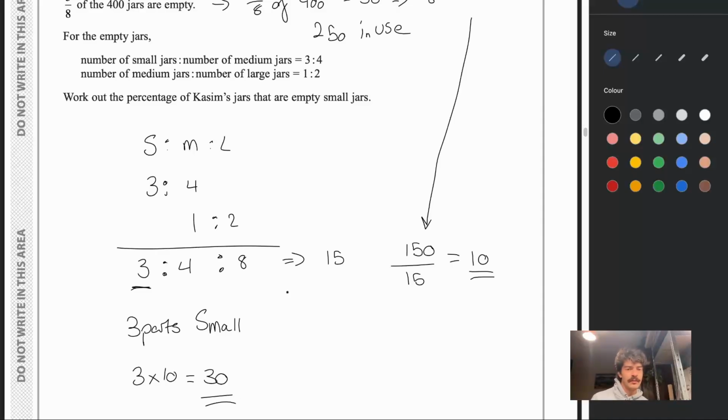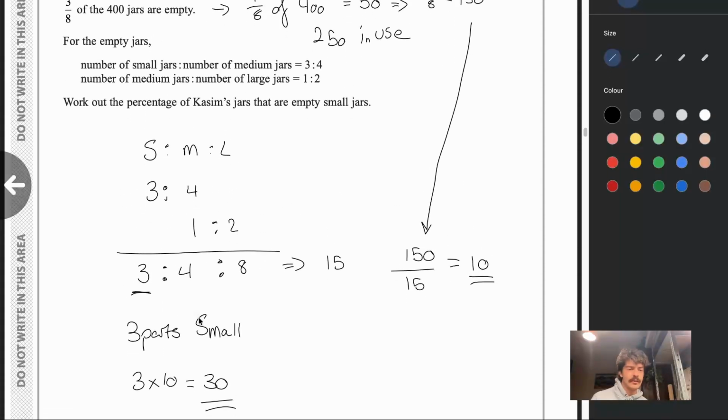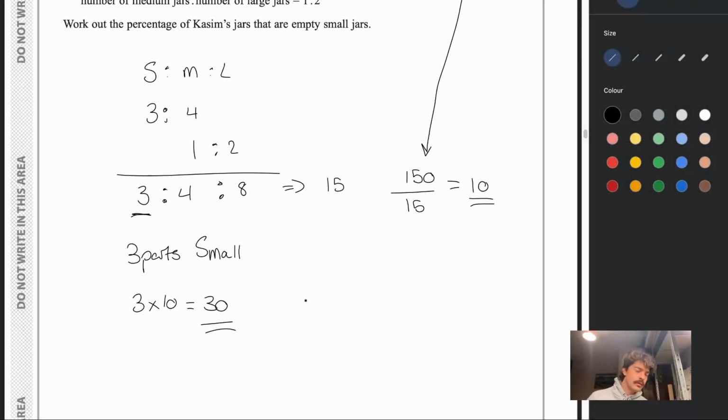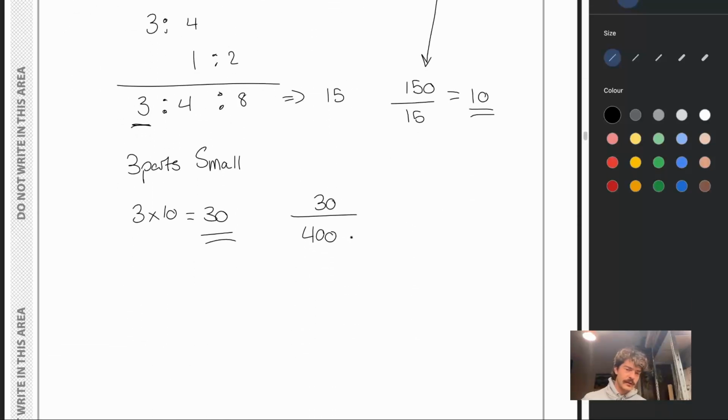We actually want the percentage here, not just a value. So actually, we'd be looking at 30 over 400, and if we wanted to turn this into a percentage, we typically want to divide our denominator here by 4, leaving us with something over 100. Thinking about what 30 over 4 is, you'd realise quite quickly, I hope, that this is 7.5. In other words, this is 7.5%. Wonderful.